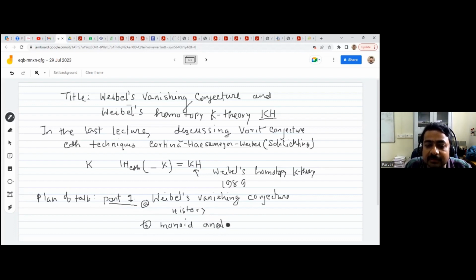Hopefully, I will discuss the monoid analog. This is our result with Krishna. Hopefully I will finish it in maybe 35 minutes.